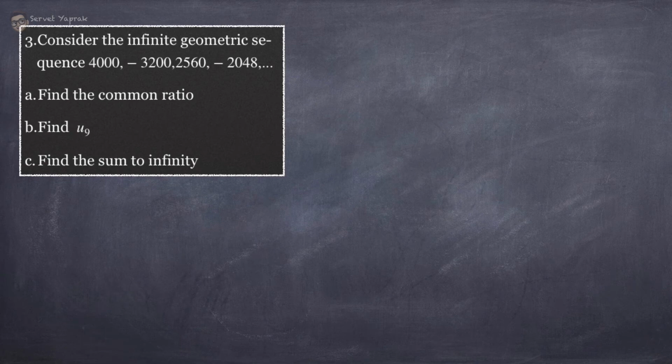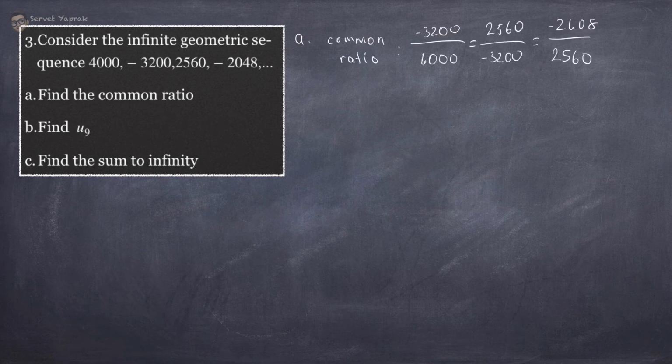Exam type question. Consider the infinite geometric sequence 4000, negative 3200, 2560 and so on. In part A, we will find the common ratio. Because these numbers are big numbers, we need to use calculator. So part A, we can find the common ratio by dividing terms to each other. So if we divide all these terms, we will have the same common ratio, which is negative 0.8.